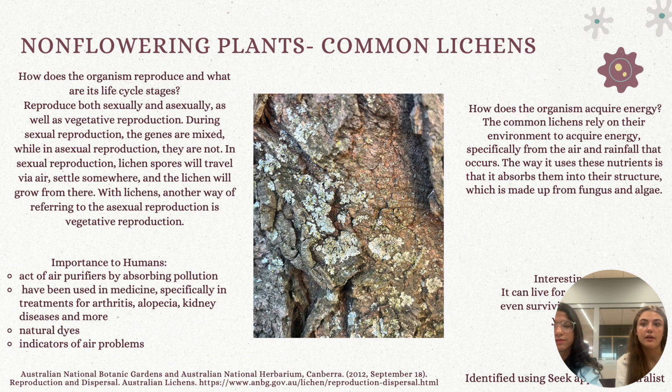So next we have the non-flowering plants, and for this we did the common lichens. How does this organism reproduce and what are its life cycle stages? It reproduces both sexually and asexually, as well as by vegetative reproduction. During sexual reproduction, the genes are mixed, while in asexual reproduction they are not. In sexual reproduction, lichen spores will travel via the air, they'll settle somewhere, and then the lichen will grow from there. With lichens, another way of referring to asexual reproduction is vegetative reproduction.